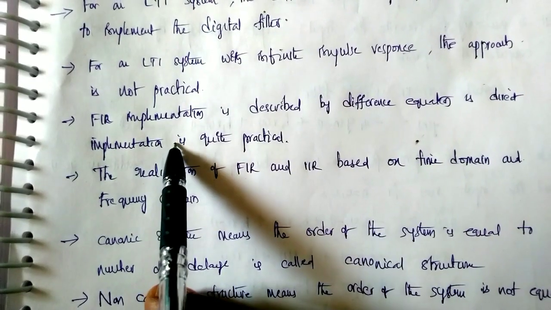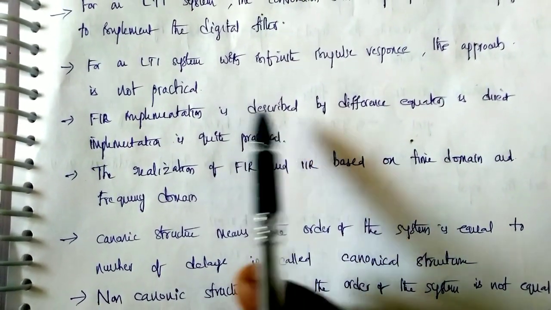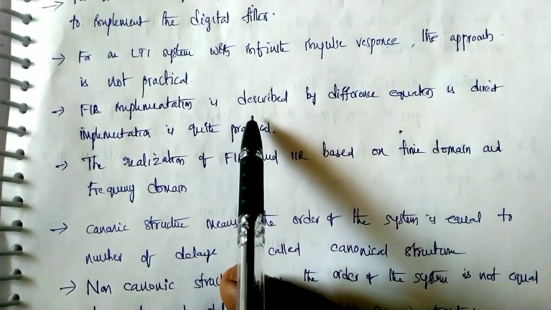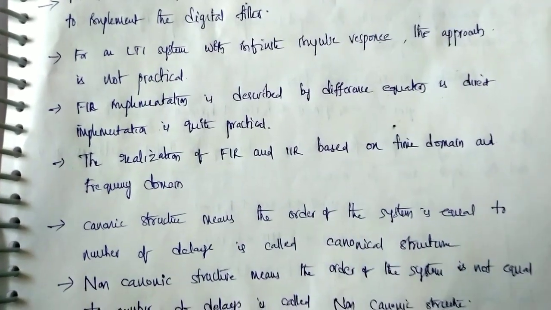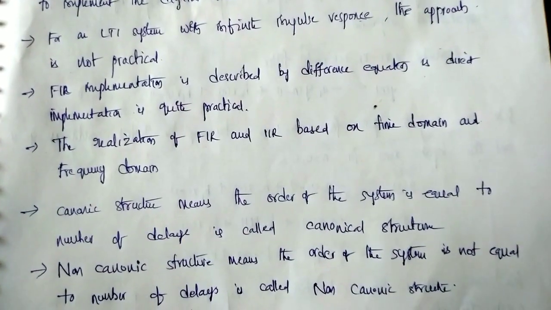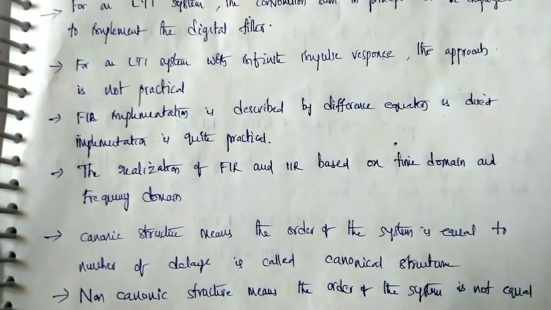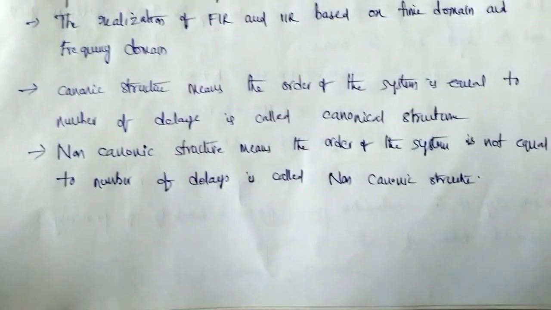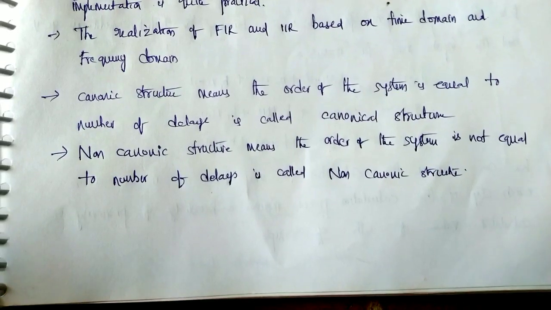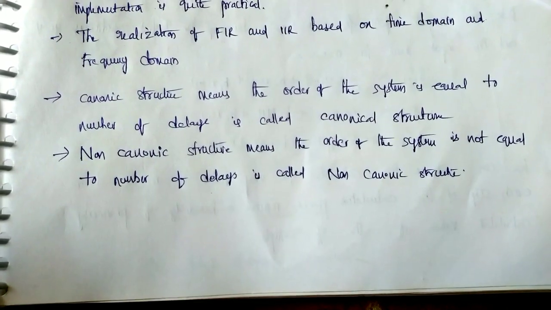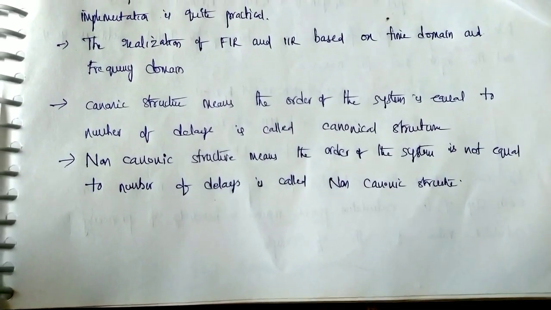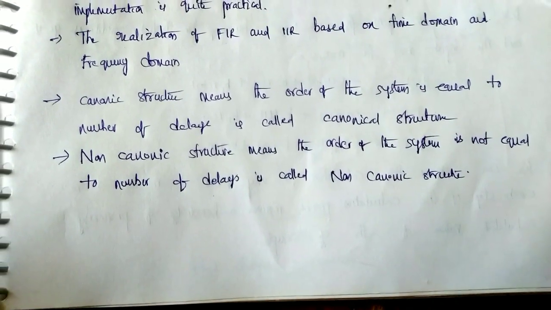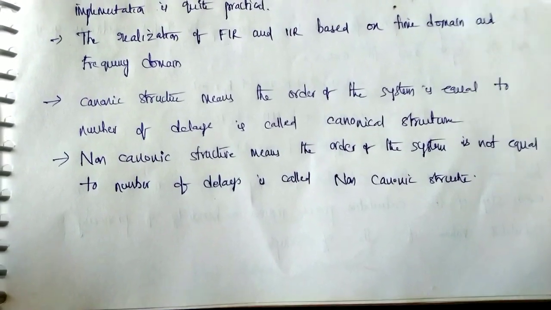The FIR implementation is described by the difference equation. The direct implementation is quite practical also. That means the FIR implementation can be done in real time because we have only finite values. We also need to know two important things here: canonic structure and non-canonic structure. Canonic means that the order of the system is equal to the number of delays in the structure, and it is generally called canonical. Non-canonical means that the order of the system is not equal to the number of delays.